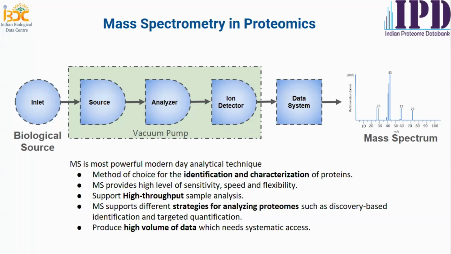And why is it used as the main source of protein identification? Because it is the method of choice for identification and characterization of proteins. It provides a high level of sensitivity, speed, and flexibility to adapt to different types of proteomics workflows. It supports high-throughput analysis of samples, and it also supports different workflows to analyze proteins, like discovery-based identification or targeted identification. So different setups can be built around the MS to analyze proteomics data.